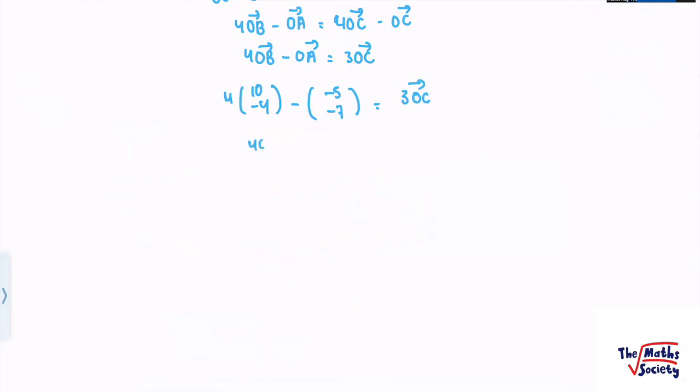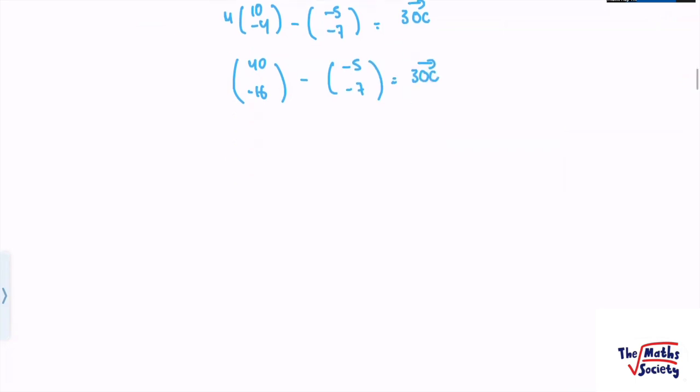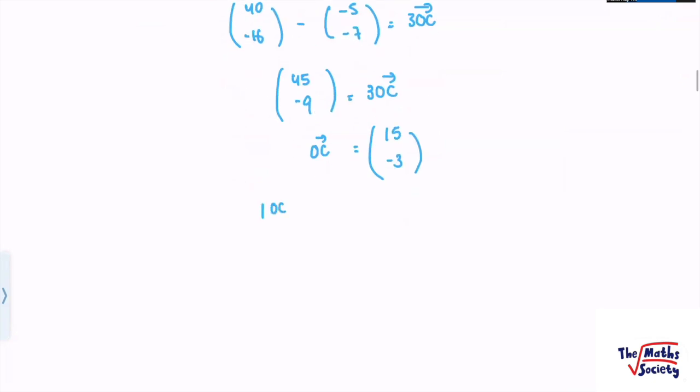So you have 40 minus 16 minus 5 minus 7 equals 3OC. And you will have 40 plus 5, so that's 45. And minus 16 plus 7, so you get minus 9. And that's equal to 3OC. So if you want OC, it's just 15 and minus 3. We know that. So OC is equal to 3 root 26.